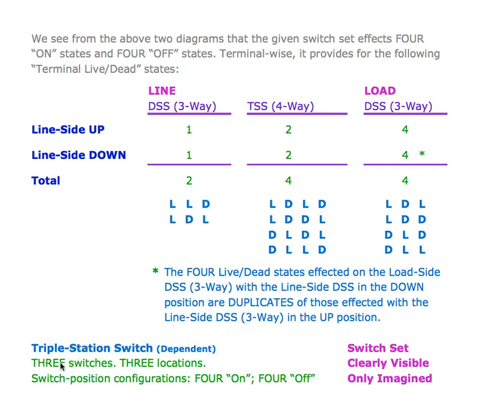And the 3 switches are clearly visible. The 3 locations are clearly visible. The switch position configurations which exist are there, but they can only be imagined. You can't see inside the device box unless you take the cover off and pull the switch out. So I say the visibility factor, the 3-ness, overrides the 4-ness. That's just the way I think, but that's what I named it.